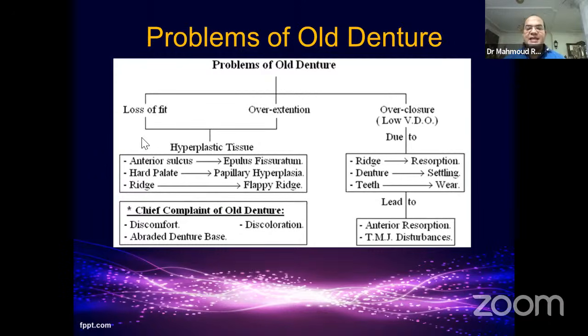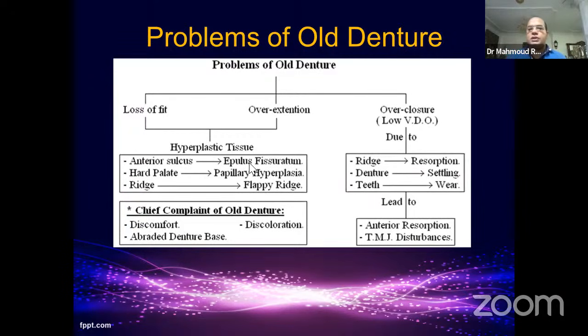The hyperplastic tissue may be in the form of papillary hyperplasia in the hard palate, in the form of flabby ridge on the alveolar ridge, on the crest of the ridge, and in the form of epulis fissuratum in the vestibule also may be found.